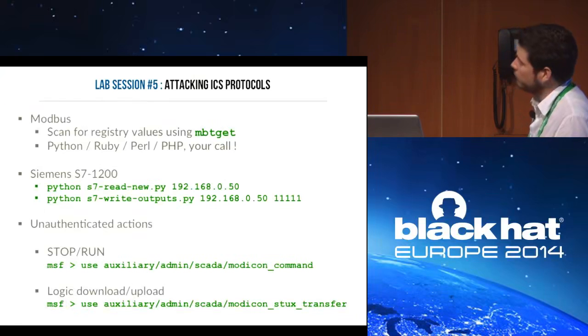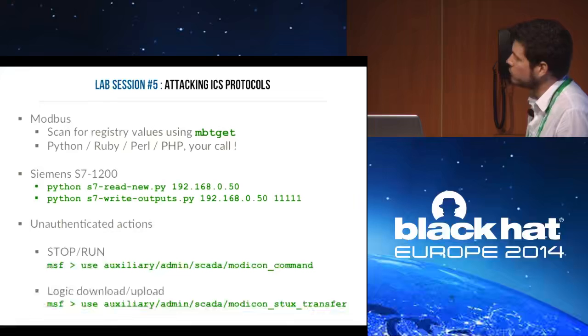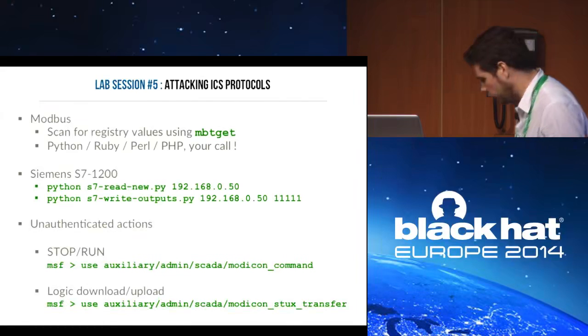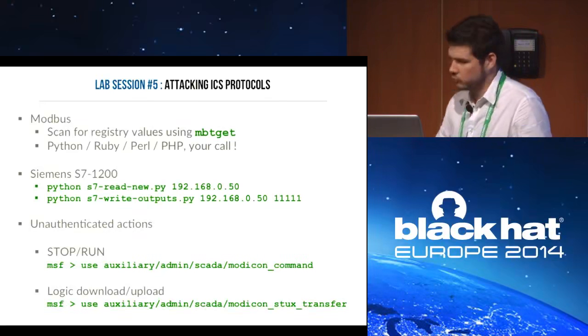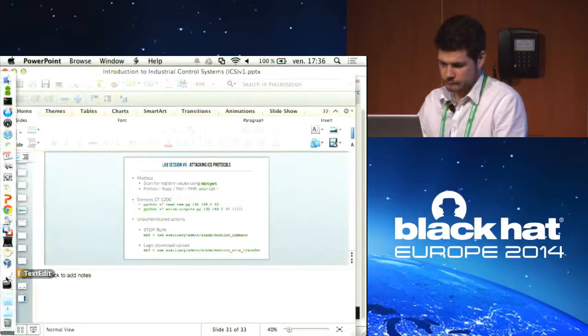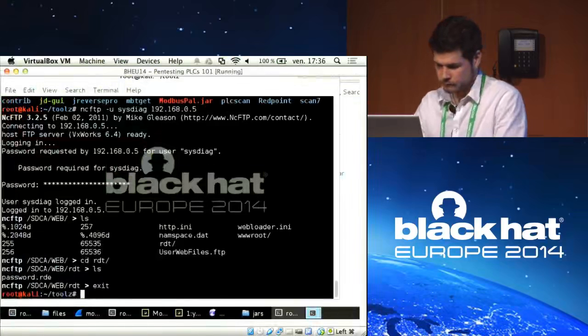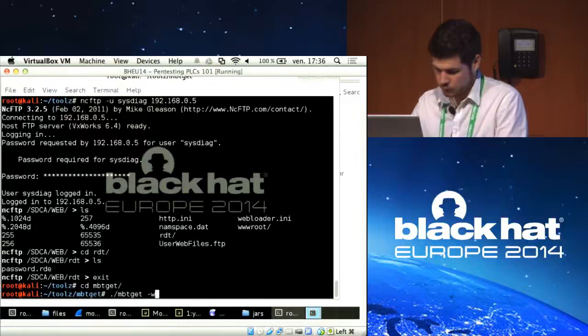And for the Siemens, in the tools/scan7 directory, you have two specific tools that I wrote for the Siemens. You can also read the different values and modify them. Of course, if everyone does it at the same time, it's going to be a kind of a mess. But I think we can try. Okay, so I'm going to use mbt-get to read the values.